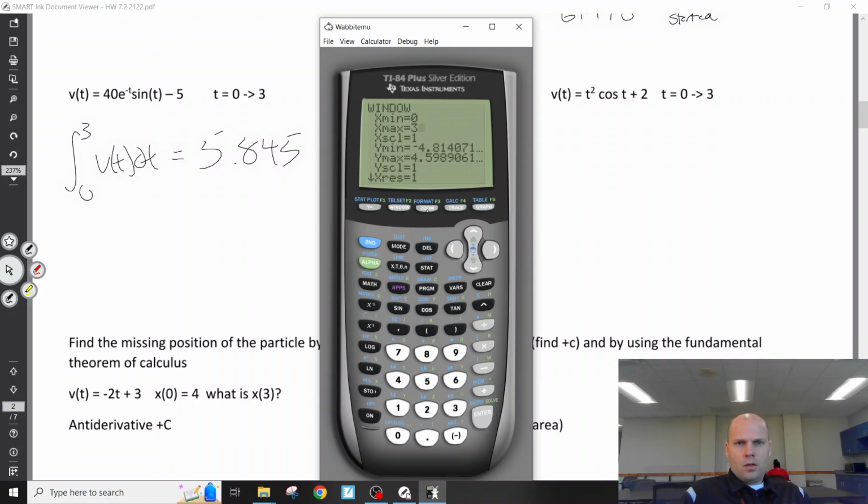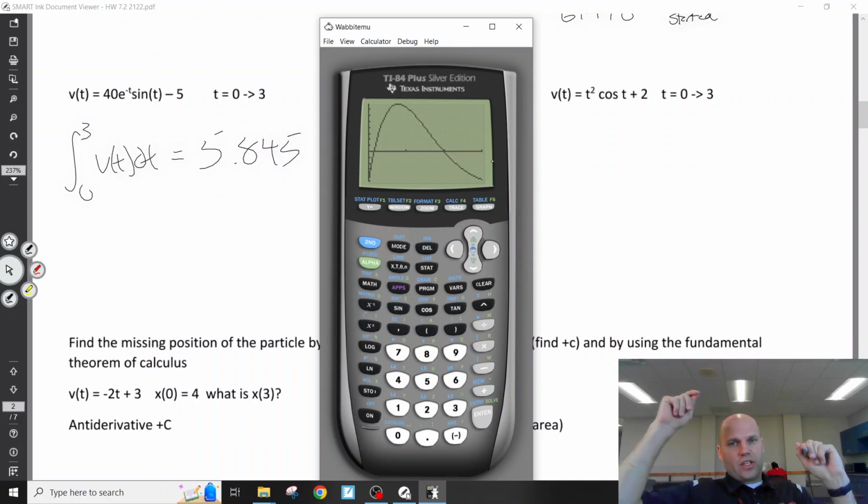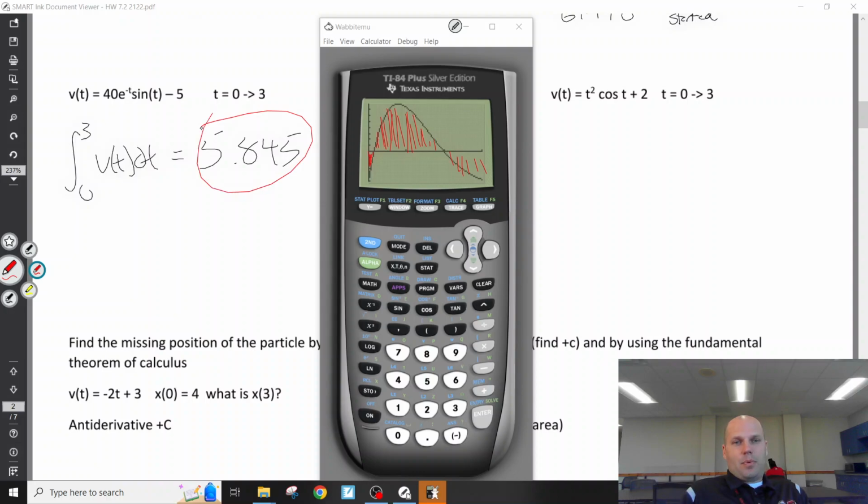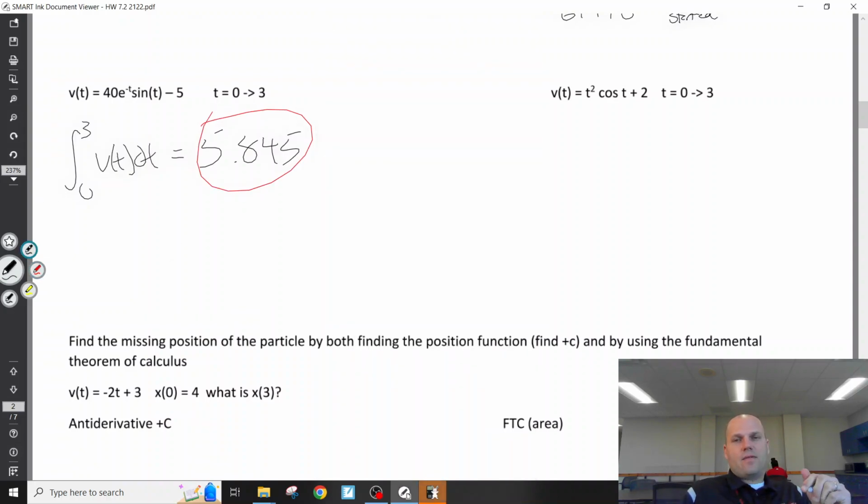Zero, 2, 3, zoom fit. The velocity is negative, then positive, then negative. I go to the left, my position's decreasing, increasing, decreasing. We can see I go to the left a little bit because this velocity times time is a little bit of area. I go to the right a lot. I go to the left a little bit. I end up 5.845 units to the right of where I started. It's not a position, it's a change in position.